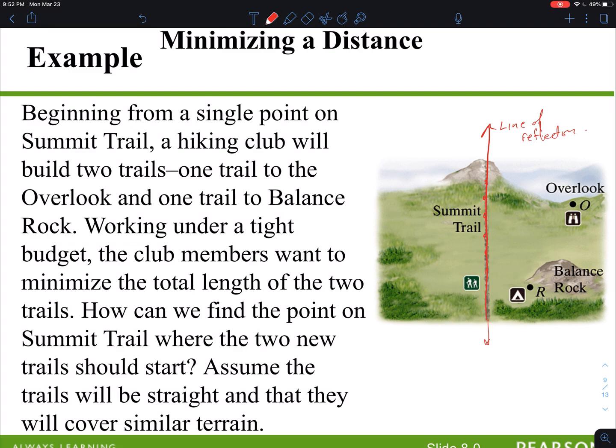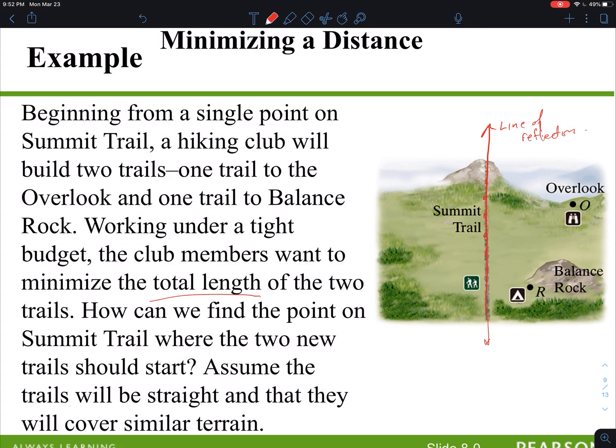Beginning from a single point on a summit trail at a hiking club, we'll build 2 trails, one trail to the overlook and one trail to the balance rock. Working under a tight budget, the club members want to minimize the total length of the two trails. How can we find the point on the summit trail where the two trails should start? Assume the trails will be straight and that they will cover the same terrain.